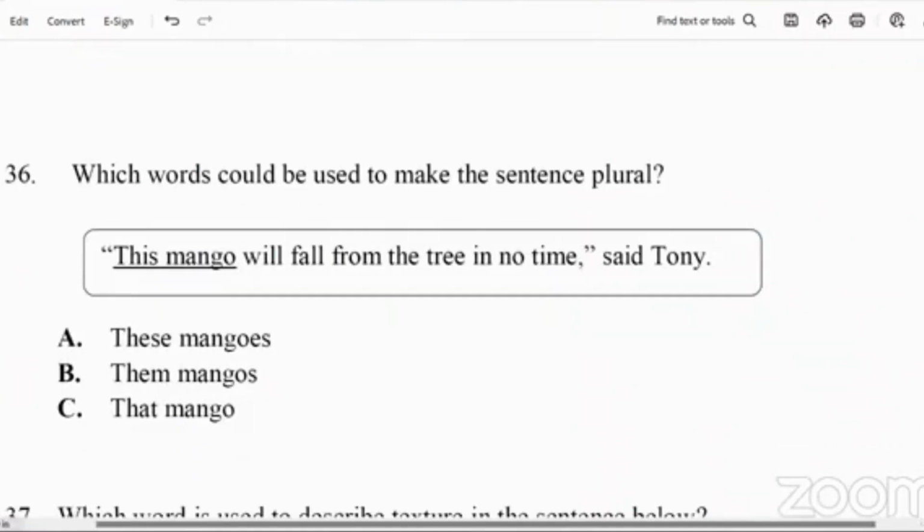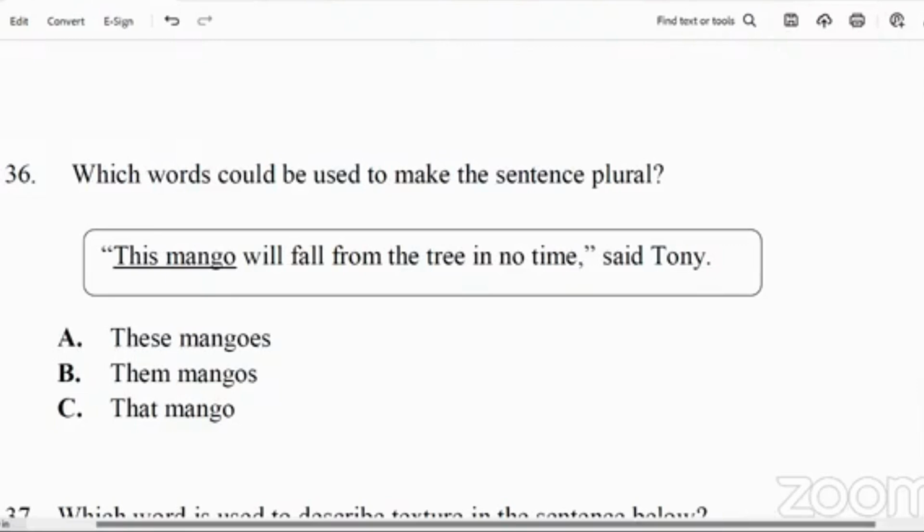Question 36. Which words could be used to make the sentence plural? This mango will fall from the tree in no time, said Tony. So what would make the sentence plural? Instead of saying this mango, would you say these mangoes, them mangoes, that mango? That mango, again, the word mango is still in singular, so that's not correct.